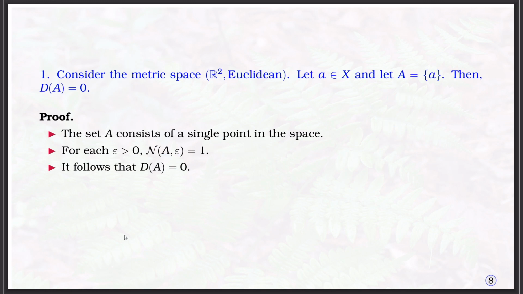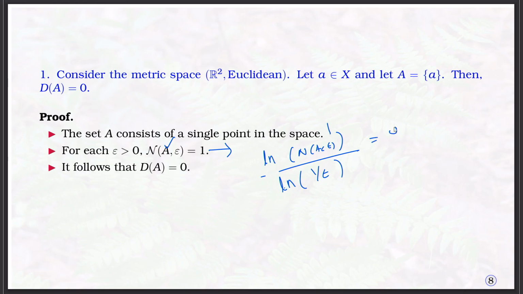From here one can understand what is ln of N of A comma epsilon over ln of 1 by epsilon. For any epsilon, the number of boxes required to cover the set A is 1. So, ln 1 is 0. So, you will get the fractal dimension of a singleton set is 0. Now, this is just a trivial example. In R power 2, if we are taking the singleton set, the fractal dimension is 0.